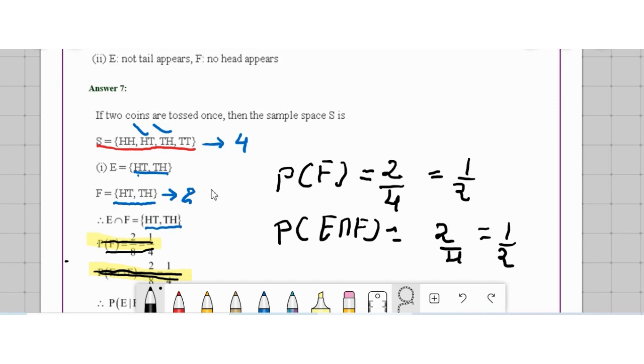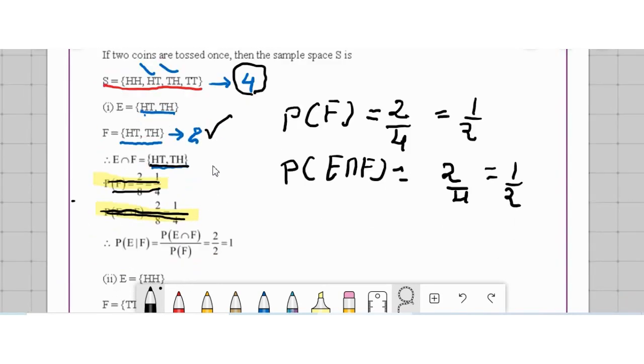And event F is that H appears on one coin. Now what will be the probability of event F? Event F is 2 by 4 because total outcomes for F is 2, you can see over here. So P of F is equal to 2 upon total outcomes 4, that is 1 upon 2. And if you take the intersection of events E and F, the common elements are HT and TH. Now what will be the probability of P of E intersection F? That will be once again 2 by 4, that is equal to 1 upon 2.